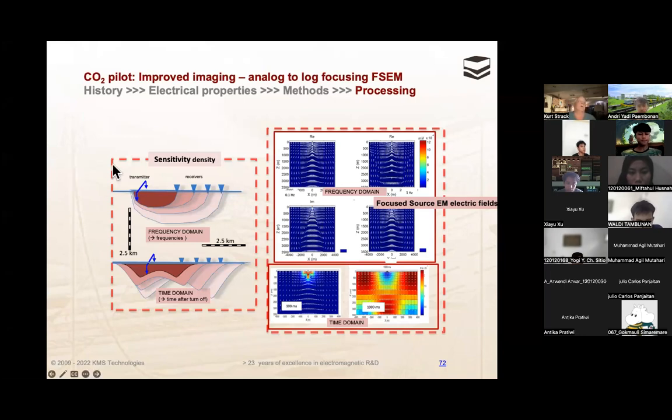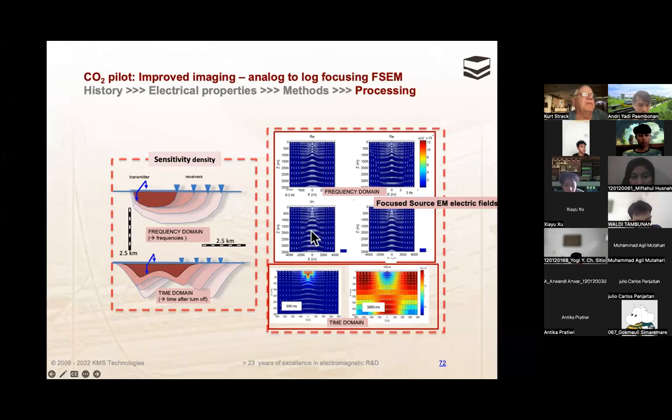Now let's go about the focus. We have a sensitivity density for frequency domain and for time domain. And in time domain, we have the investigation zone near the transmitter and receiver. In the frequency domain, we're sampling the whole half space below the transmitter and the receiver. So when we take the difference between 2 receivers, then we are left with the information between the receivers.